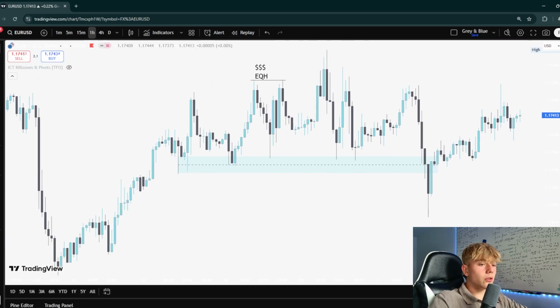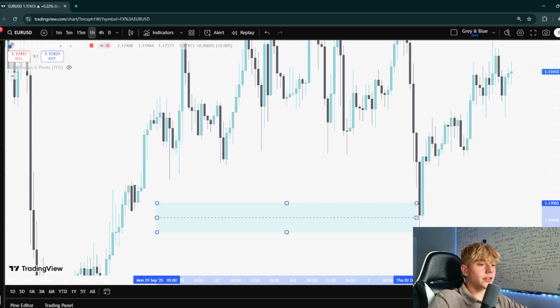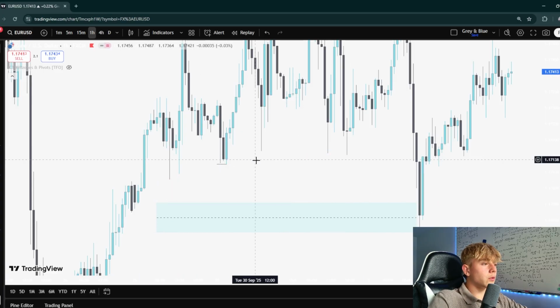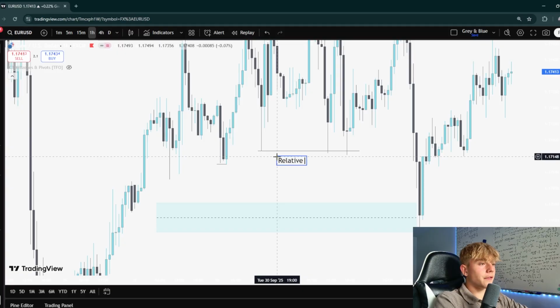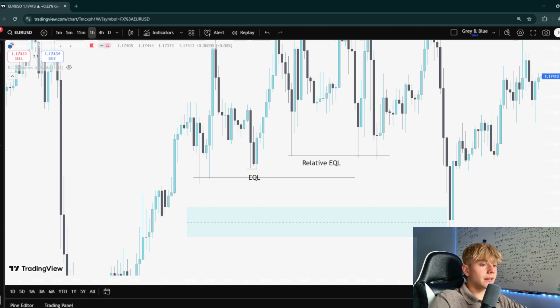Now, we can also see price created a support zone down here. And as you can see, lots of equal lows. So we had equal lows there. We had equal lows here. We have relative equal lows. So these are called relative equal lows, where lows are very close together, but they're not exactly equal. These two would be our equal lows. And we'd also have an area of equal lows or relative equal lows down here.